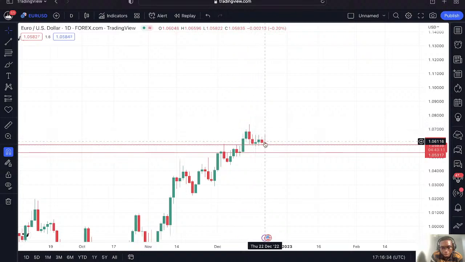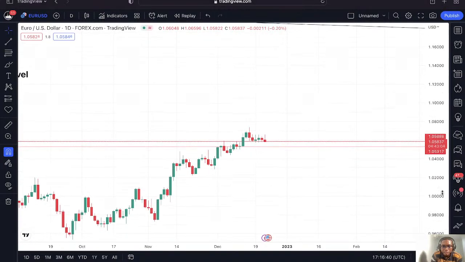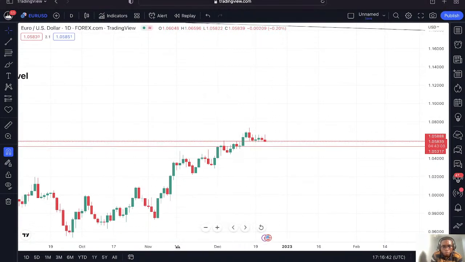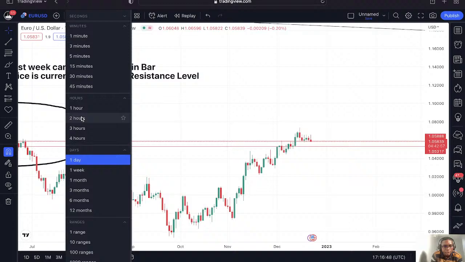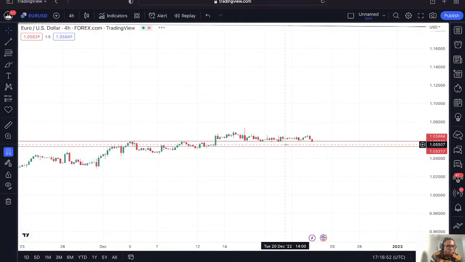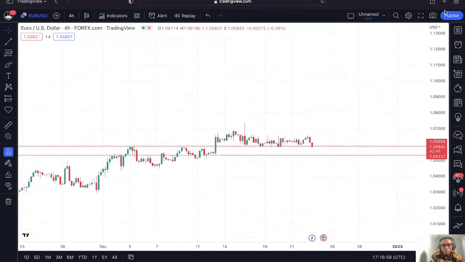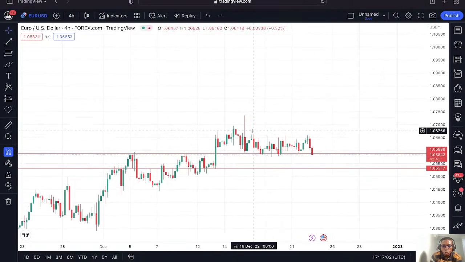When you look at this now, you can see price falling here, leaning backwards. Okay, so let's look at the 4 hours time frame to give us a clearer picture. Good. So you can see what is happening here. You can see what price is doing here.